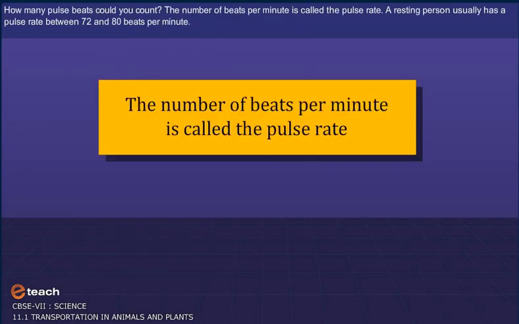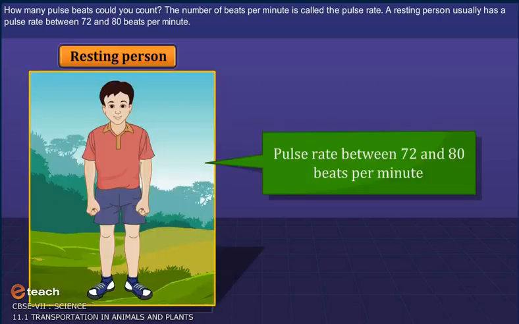How many pulse beats could you count? The number of beats per minute is called the pulse rate. A resting person usually has a pulse rate between 72 and 80 beats per minute.